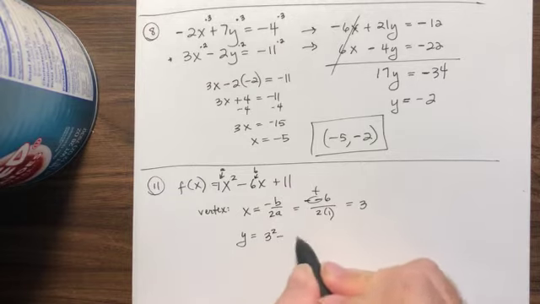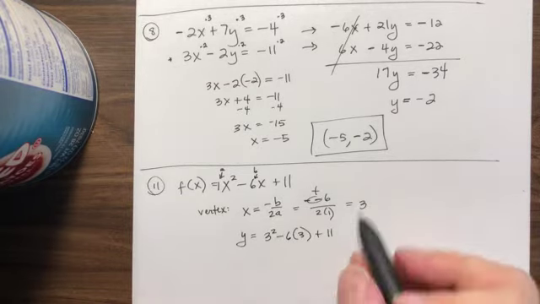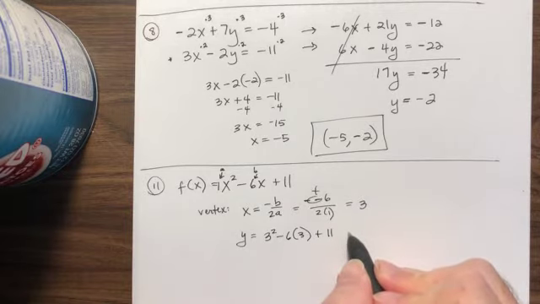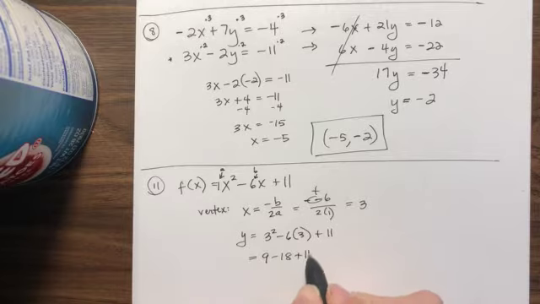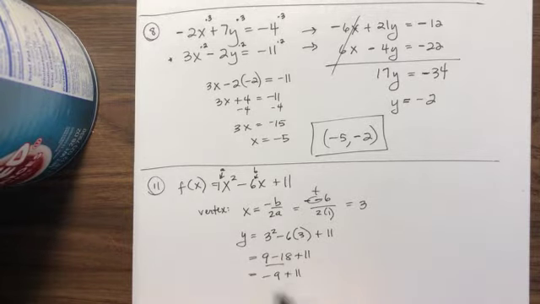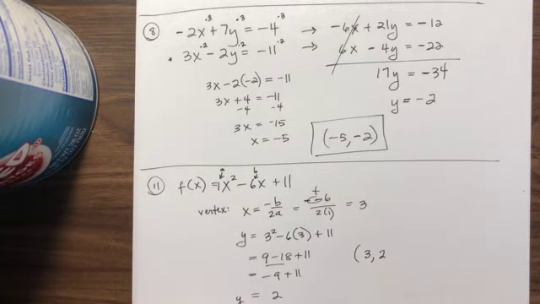So 3 squared minus 6 times 3 plus 11. And that's going to be equal to 9 minus 18 plus 11. These two become negative 9 plus 11, and that's positive 2. So my vertex is 3 for x and 2 for y.